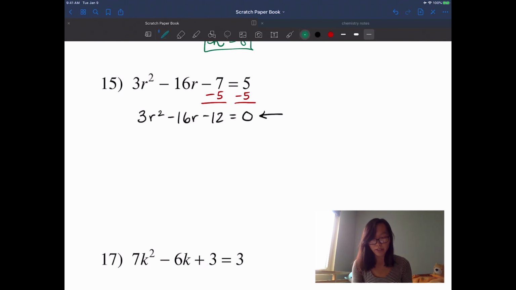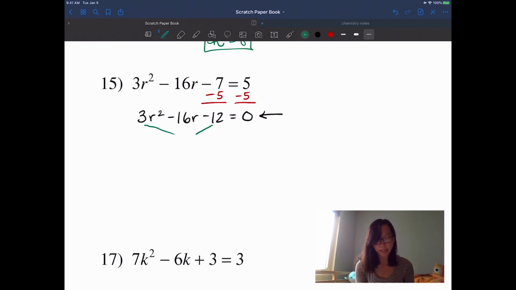But this part is weird because if you look, are these all multiples of 3? Do these all have the same GCF? It seems like it because of that 6 right there. But actually, these do not all have the same GCF. 16 is not divisible by 3. So unfortunately, you have to do another method.